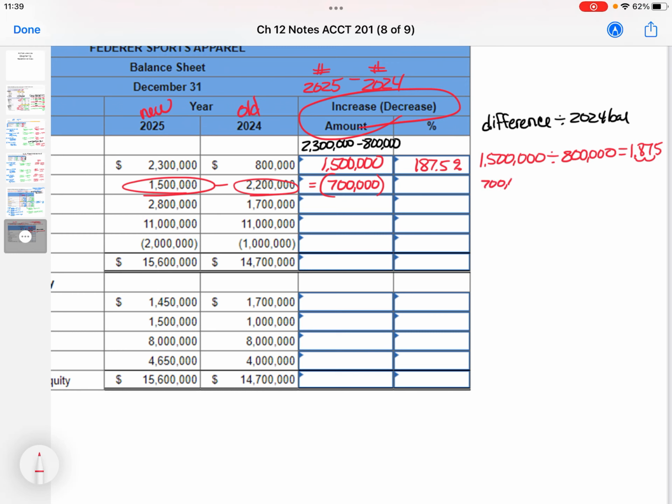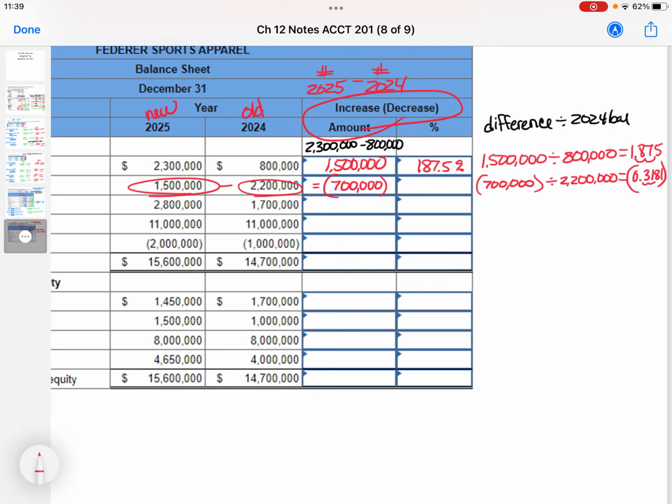Just like we learned a second ago, I've got a negative number and we'll divide it by the base year, which is 2,200,000. I'm going to end up with a negative answer, 0.3181, negative. I'll convert that to a percentage by moving the decimal over two places, so it becomes 31.8%. Don't forget the negative sign. That number is negative.